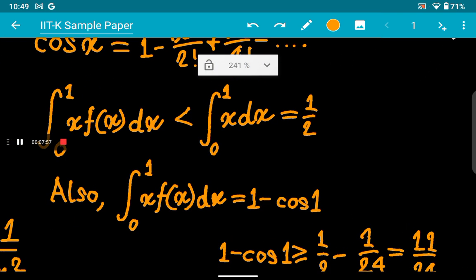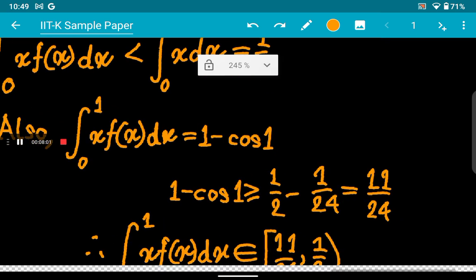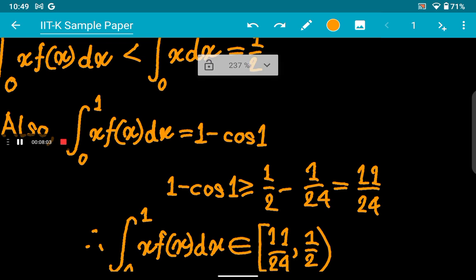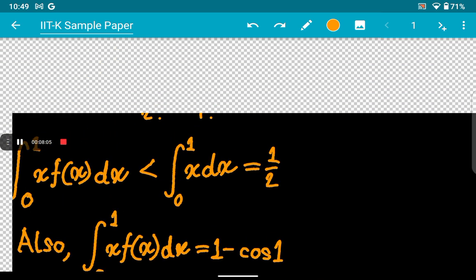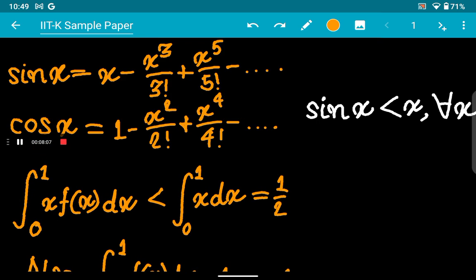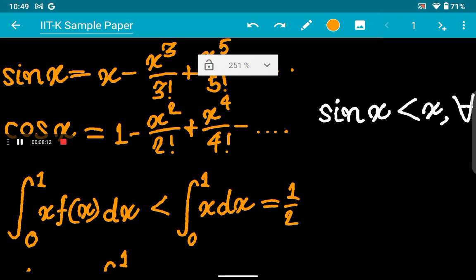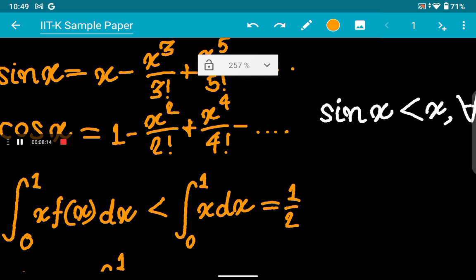Also, if we evaluate the integral, this is sin x dx integral from 0 to 1. This will be cos 1. And now let's apply the Taylor series. From the Taylor series of cos x, it is 1 minus x square by 2 factorial plus x to the power 4 by 4 factorial, and then there is a minus. If we consider up to the third term, cos x will be less than that.